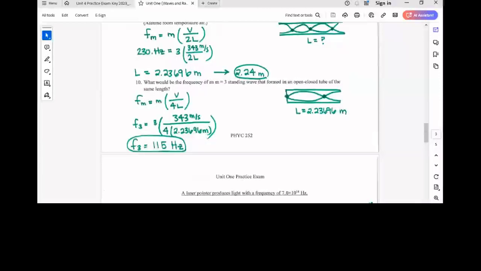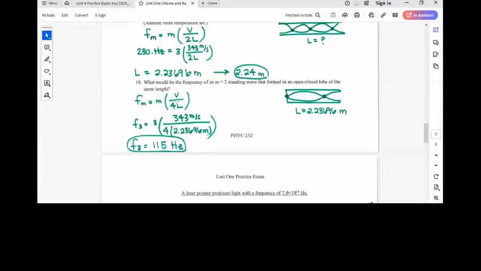Number 10. What would be the frequency of an m equals 3 standing wave that formed in an open-closed tube of the same length? So the main thing to remember here is that for the open-closed tube, you are counting the number of quarter wavelengths that you can fit into that tube. And also that means that even m values just cannot yield standing waves in tubes like this one. So I have one node on the blocked end because there always has to be a node. But because this is an m equals 3 standing wave, I'm just going to have one additional node there.